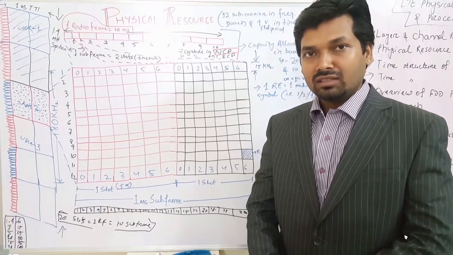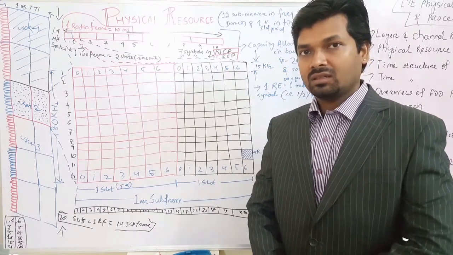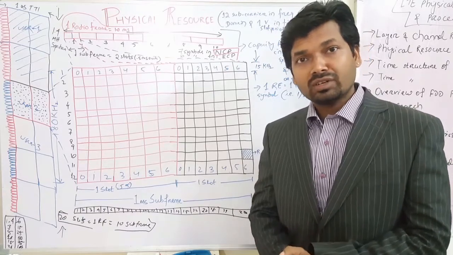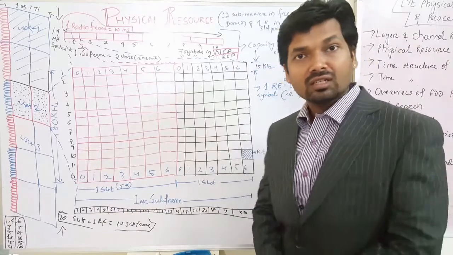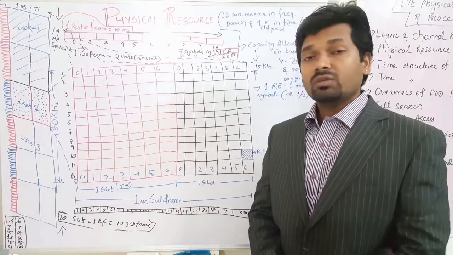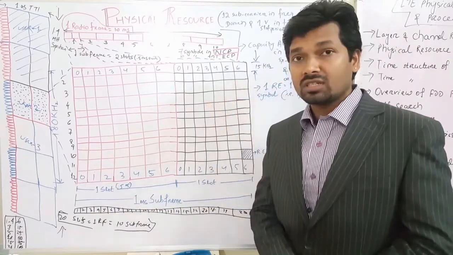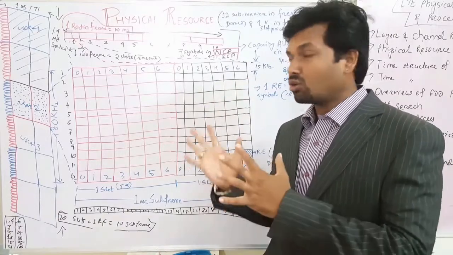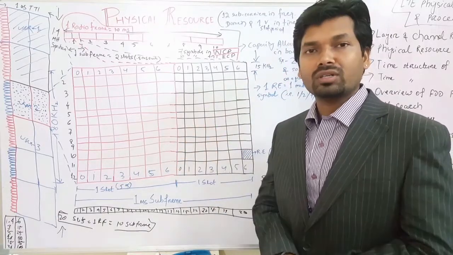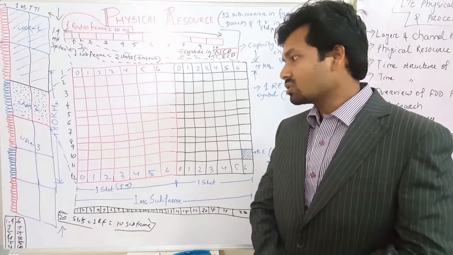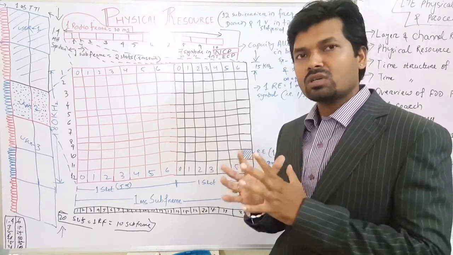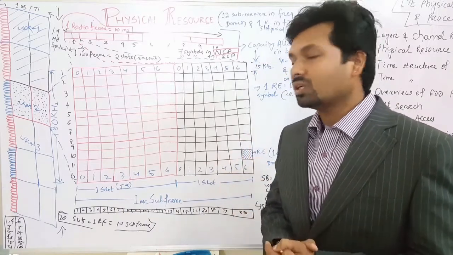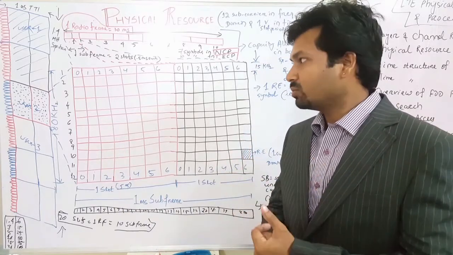Today we'll be starting the second chapter in continuation with the first one, wherein we have already discussed the layer and the channel relationship. Today we'll be focusing on the physical resource, which is normally called the physical resource block in LTE. Through the physical resource, we can understand the capacity of our LTE network that has been deployed or is about to be deployed.